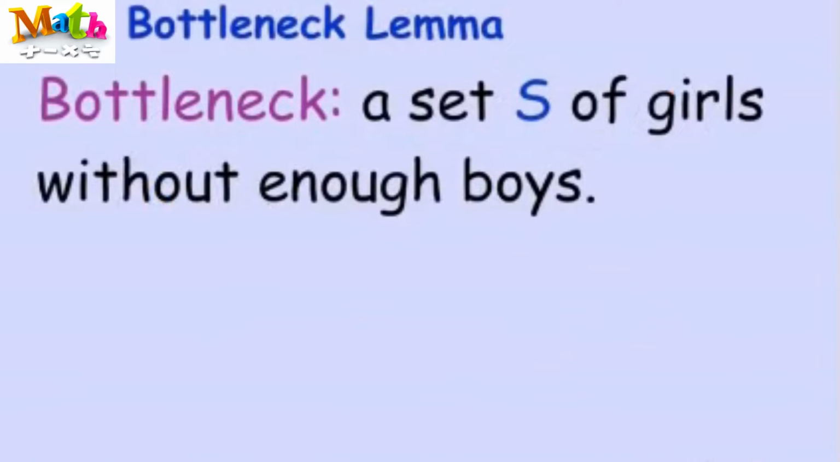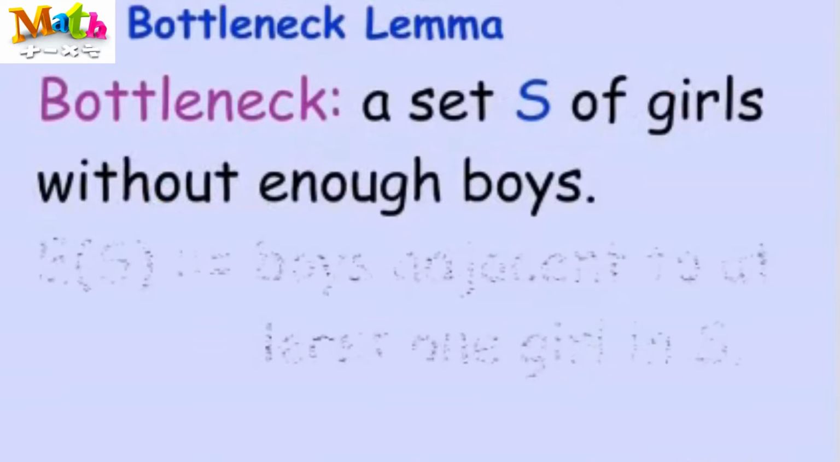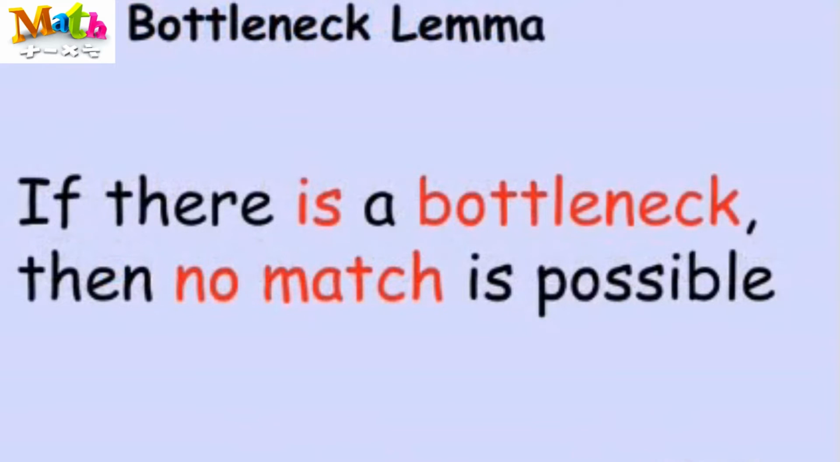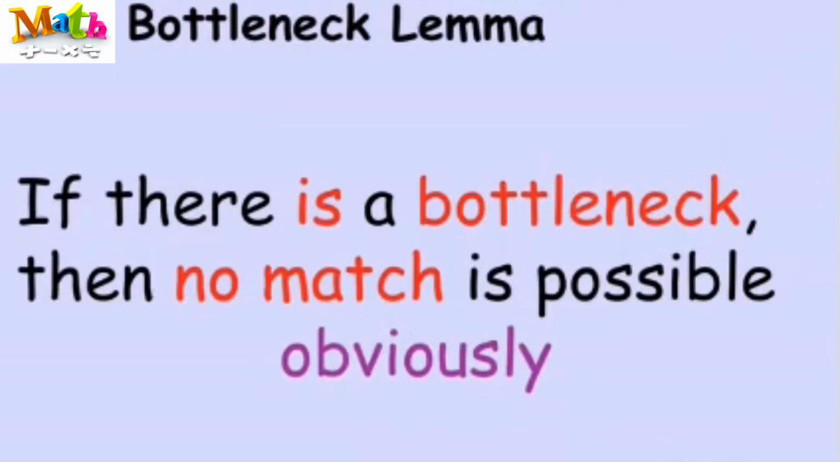And the first observation we can make is the bottleneck lemma, which says that a bottleneck is a set S of girls without enough boys. If S is greater than E of S, that's called a bottleneck. And when there is one, no match is possible, obviously. So this is a reason why there might not be a match: there's a bottleneck.